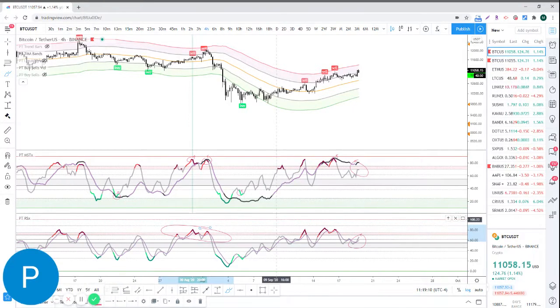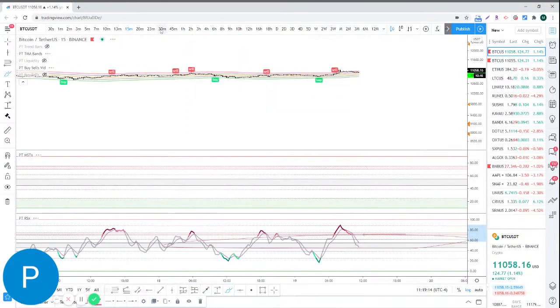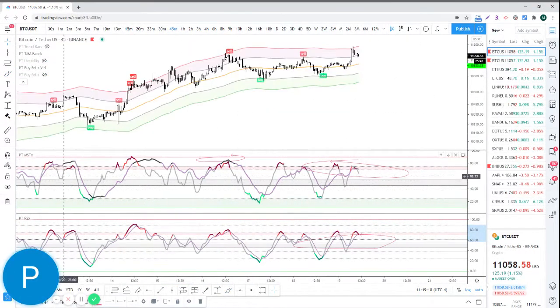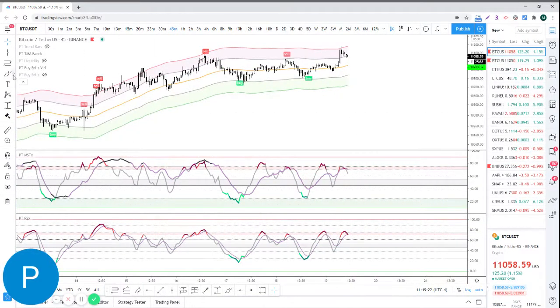Just keep it simple, right? On a 4 hour time frame. If you're scalping the 15, 20, 30, or 45 minute, whatever time frame you like scalping, you get in and out as color coordinated oscillators start popping up.